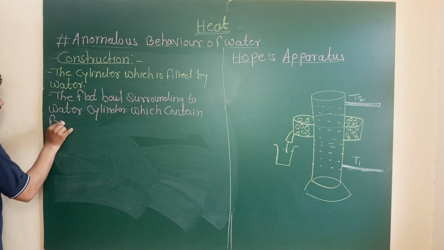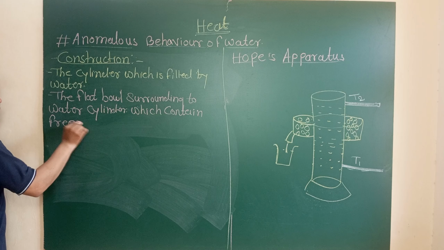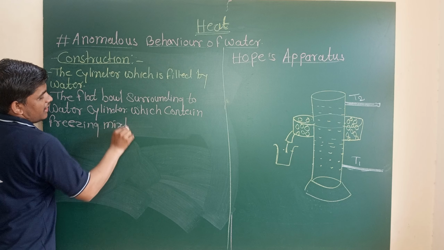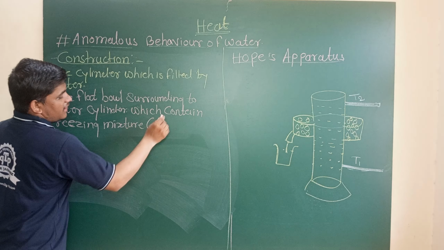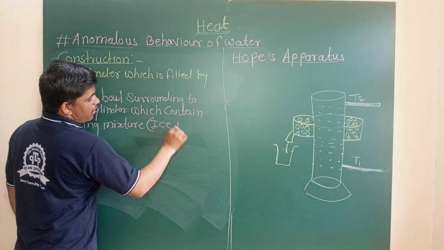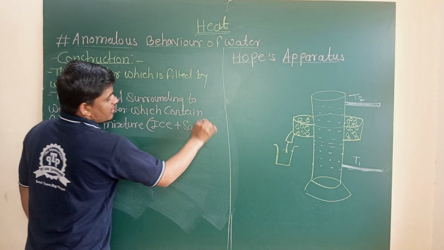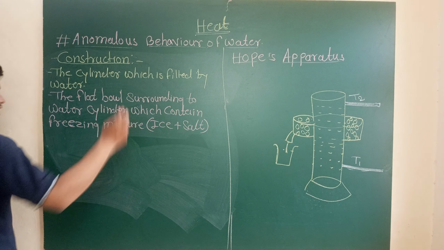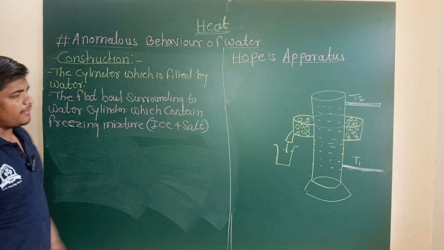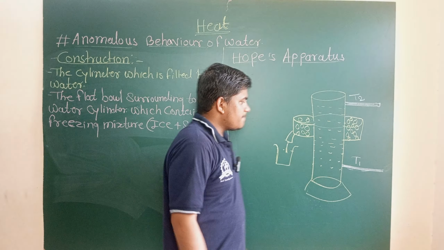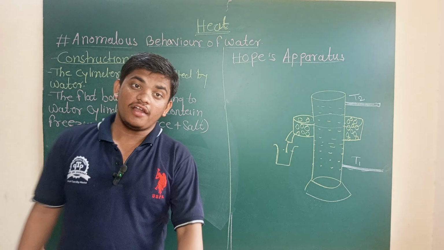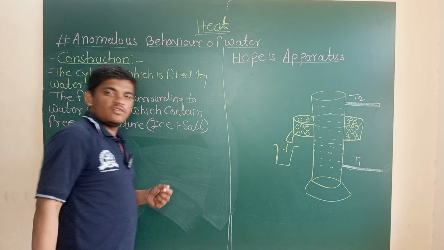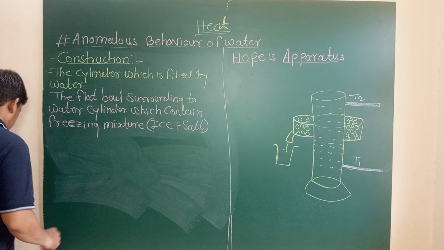a freezing mixture. The freezing mixture is a mixture of ice and salt. There are two thermometers connected above and below the freezing mixture, or the flat bowl, which measure the temperature of the water above the freezing mixture and below the freezing mixture.